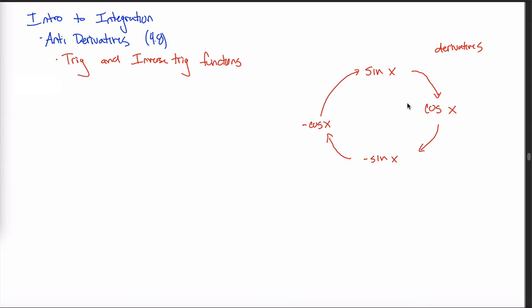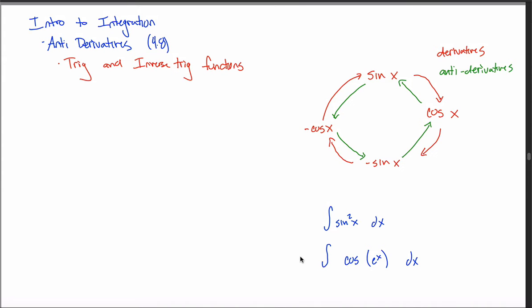Well, it stands to reason that if this cycle works for derivatives, the cycle in reverse is going to work for antiderivatives. What I'm saying is if anybody gives you the function sine of x and asks you for its antiderivative, well, the answer to that question would just be negative cosine of x. And that's kind of by definition. We just said a minute ago that the derivative of this guy was this guy. Therefore, by definition of antiderivative, the antiderivative of this guy would have to be this guy. And the logic continues to hold around the circle. And we kind of get something that goes like this when we're talking about antiderivatives.